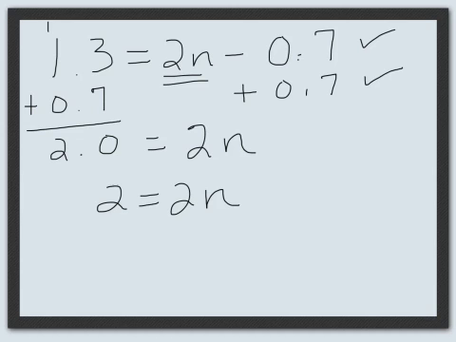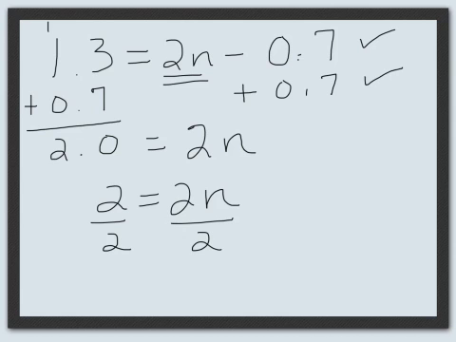The second part of this process is to get the n by itself. Again, I want to do the opposite of what's there. Right now I have 2 times n, and the opposite of multiplying by 2 is dividing by 2. So I'll take half of both sides, or divide both sides by 2.